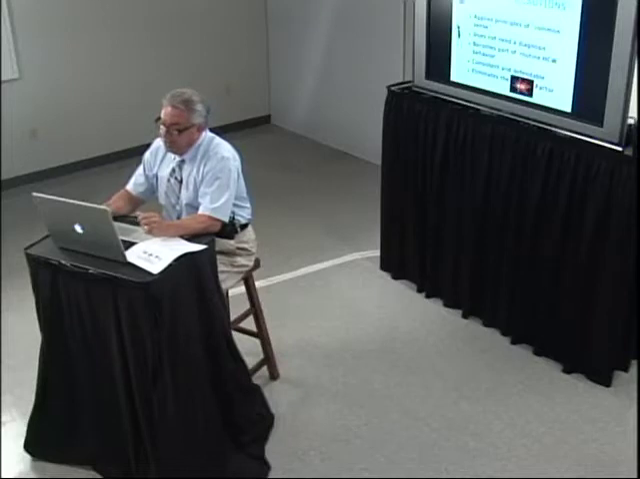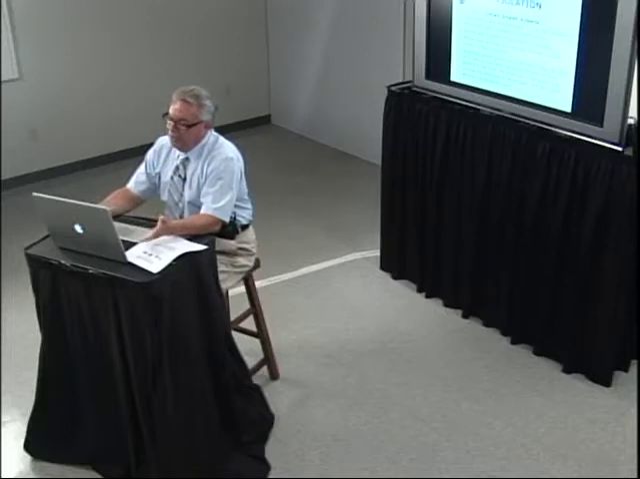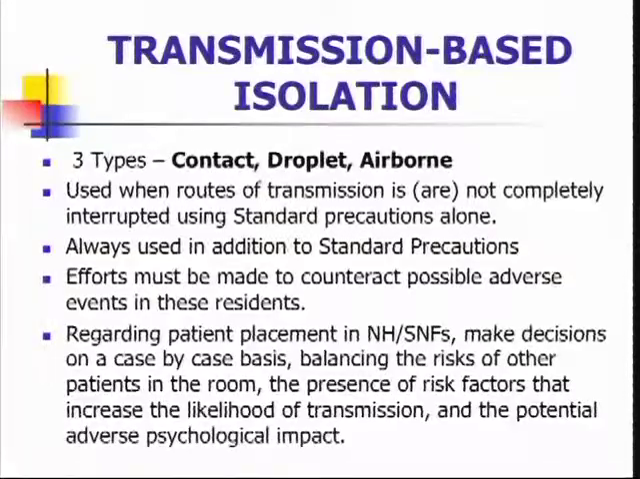Now, there are times when standard precautions are added to. In other words, when routes of transmission are not completely interrupted using standard precautions, the Centers for Disease Control has added what they call transmission-based isolation. There are three types: contact, droplet, and airborne. And they're always used in addition to standard precautions.